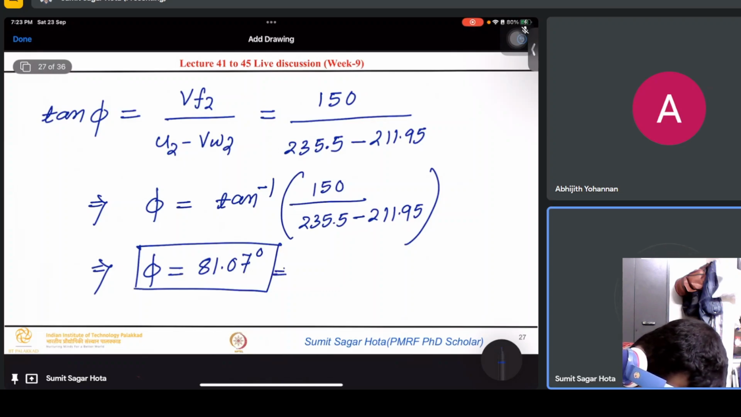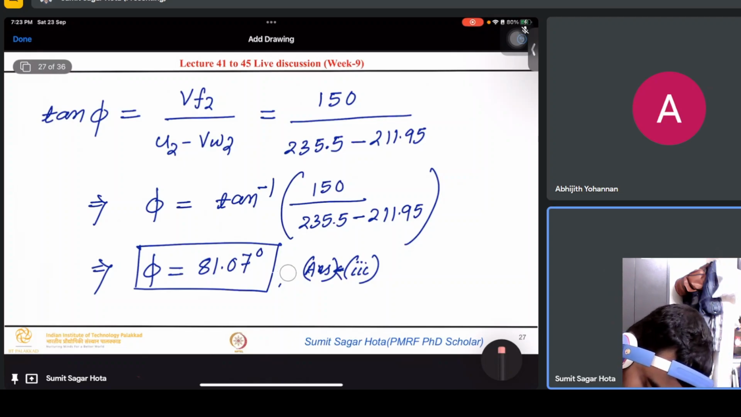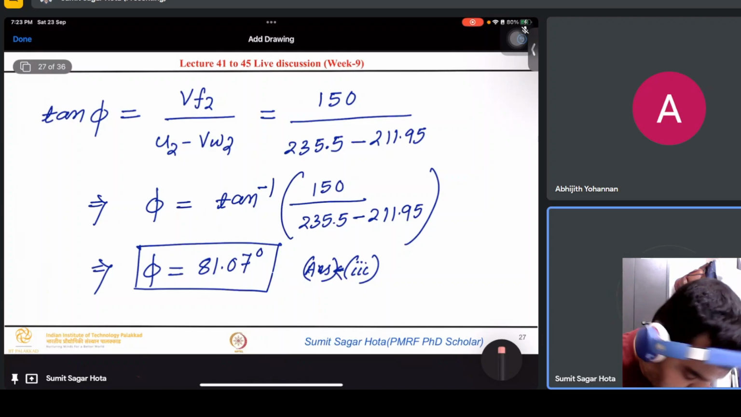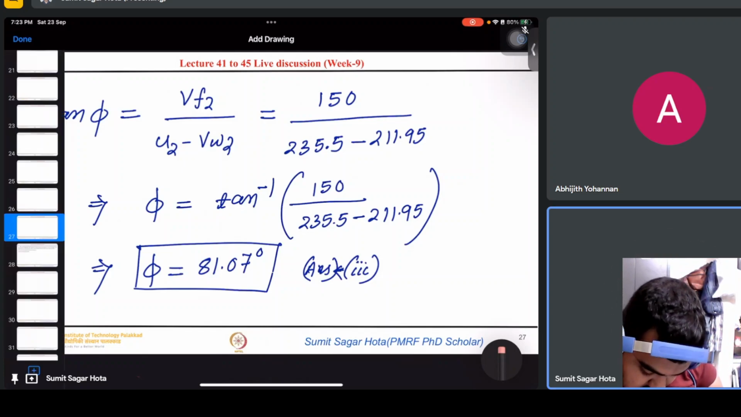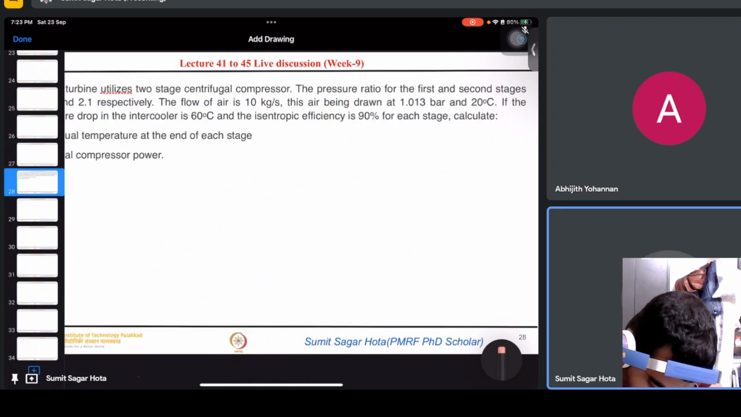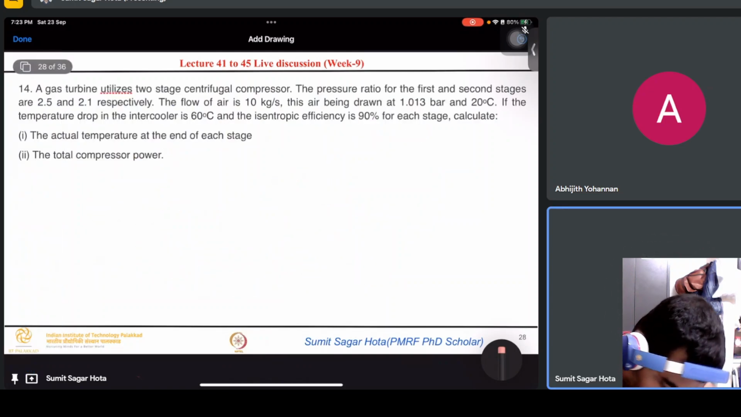This is your answer of the third bit. So now this question is over. One more question we will solve, then we end the section.